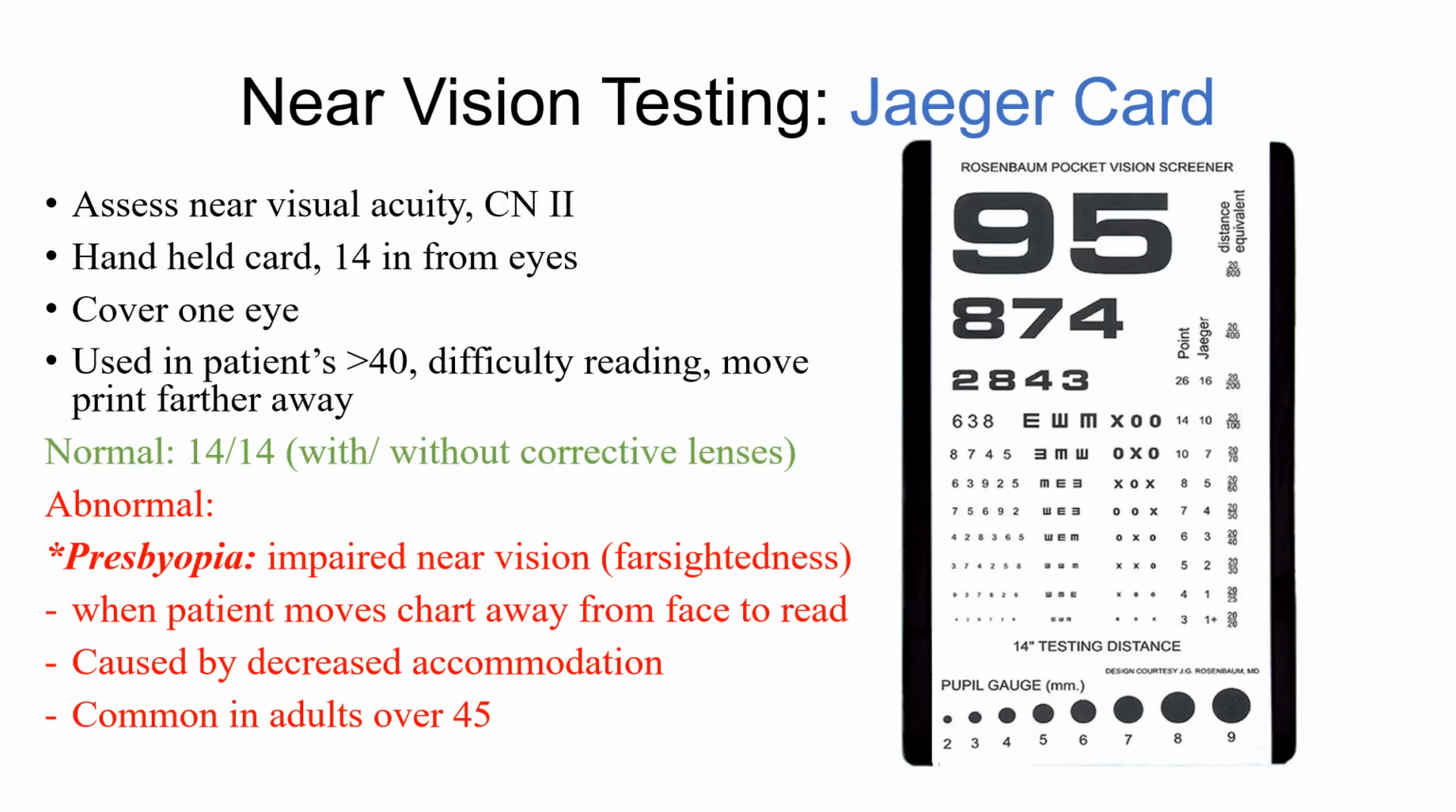Now, the Jaeger chart is the near vision acuity. I'm holding this card 14 inches from my eyes. I'm covering one eye and reading the rows one at a time. The normal is 14 out of 14, but if I have impaired near vision, that is presbyopia. A lot of times, if patients have presbyopia, maybe they are using reading glasses to help them read things that are close.